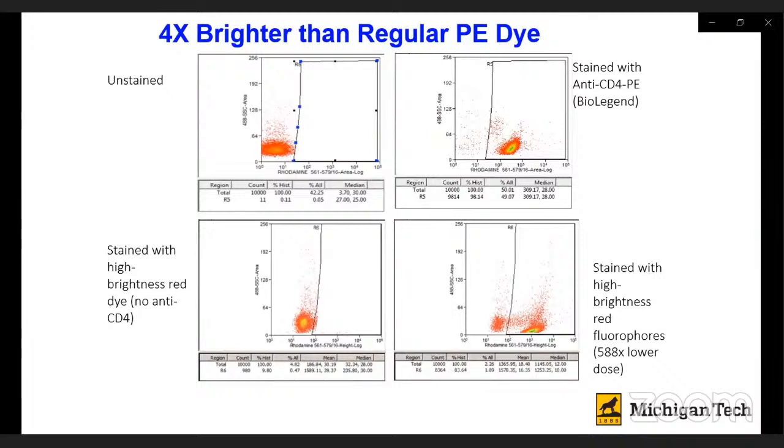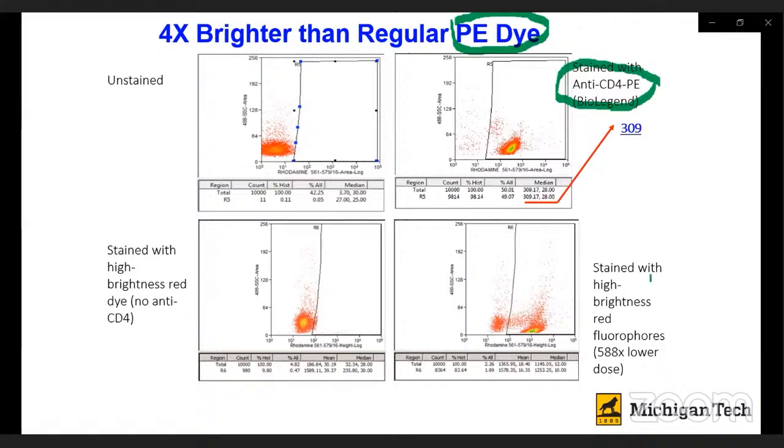Here is an example of flow cytometry data. In this case, first, we measure the fluorescent signal of CD4 as labeled by a commercially available PE dye, which is one of the brightest dyes currently being used for flow cytometry. As you can see here, the intensity of the PE dye detected here is about 309.